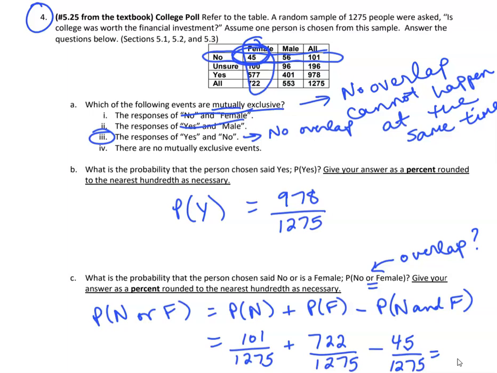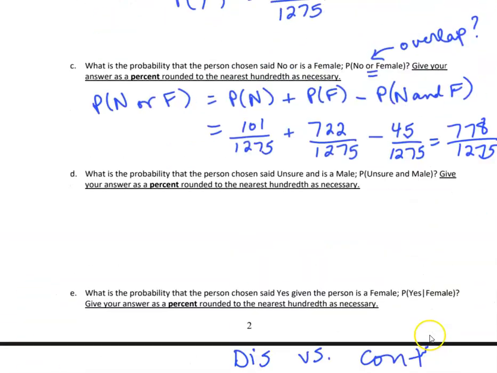So you have to remember to consider overlap when you're doing an OR probability on these chart questions. What you want to do is just work with the numerators here to get your final total. So I'm going to do 101 plus 722, and then subtract 45, and I'm getting 778 out of the common denominator 1275. And that's what you're going to put in your calculator to get your decimal.